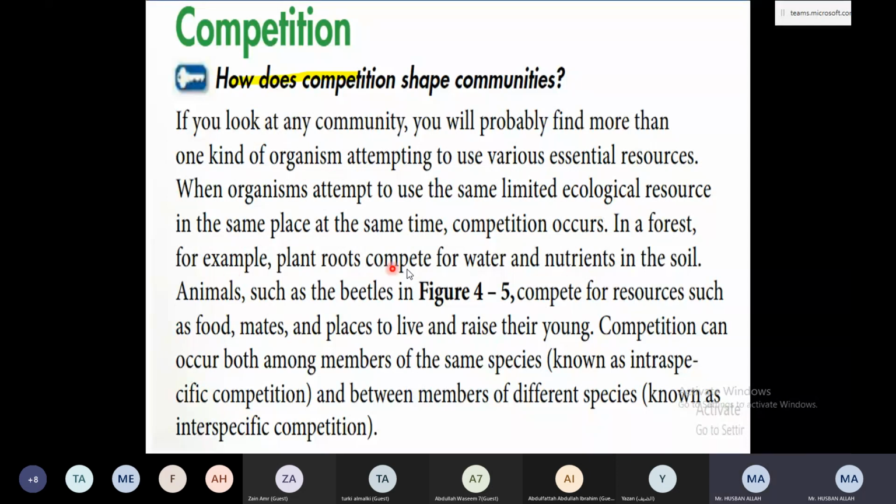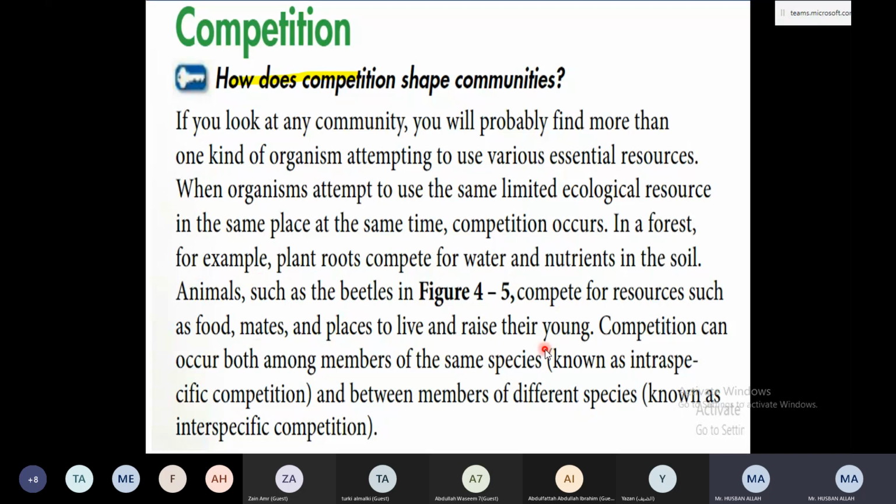In a forest, for example, plant roots compete for water and nutrients in the soil. In the forest we have a lot of plants, and the roots of those plants are competing for water and nutrients, because they are different plants. The same goes for animals, such as the beetle in the figure you can see on the left side of page number 100. They compete for resources such as food, mates, and a place to live and raise their young ones.